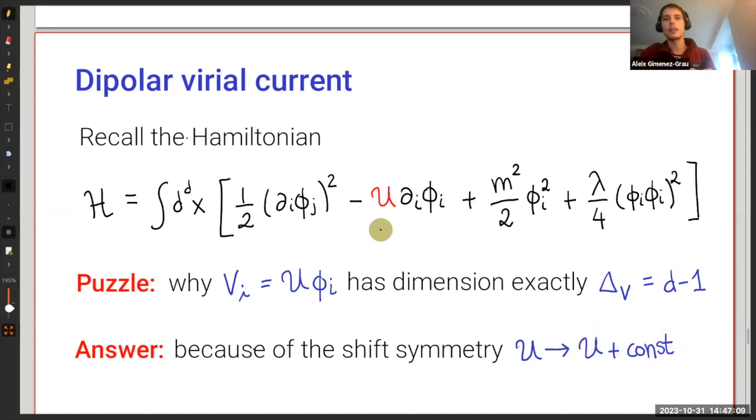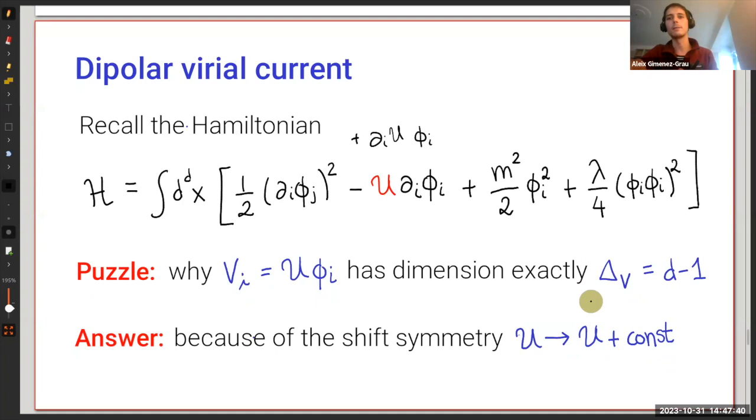Okay, so in particular, let's take this action. Let's say that we shift U by a constant. Remember, you can always integrate this thing by parts. And by doing integration by parts, you are always going to kill this constant, right? So you can just think of this as ∂_i U φ. And now if you write the term like this, then it's clear that you can always shift U by a constant. And that's the symmetry that is going to protect our virial current.